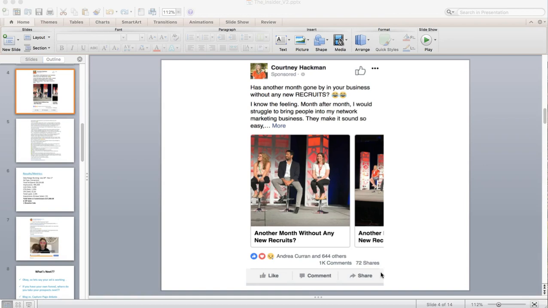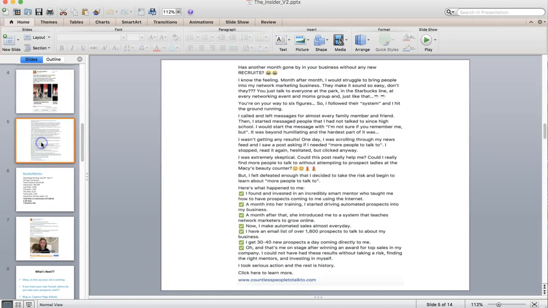Okay, so the first line of this ad is, "Has another month gone by in your business without any recruits?" And actually, I'm going to move to the full copy here so you can see it a little bit more clearly. So, has another month gone by in your business without any new recruits? Okay, so that's just reiterating the headline. Again, reiterating sort of that anxiety, that fear for people.